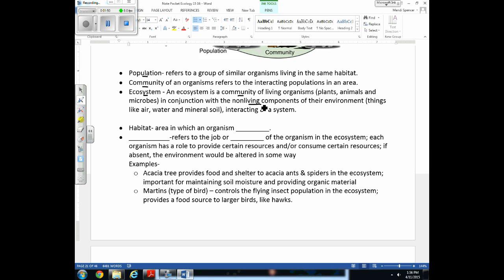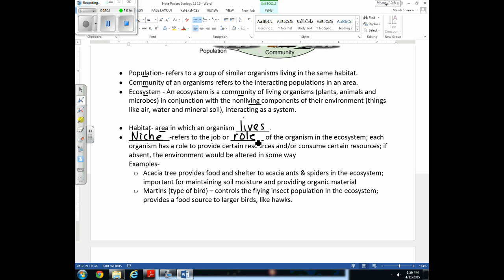Now, students often get habitat and niche confused. Habitat is the actual area where an organism lives, eats, and reproduces. The niche refers to the job or the role of an organism in an ecosystem. So if you're trying to figure out what an organism's niche is, then think about what could negatively happen if that organism is no longer found in that ecosystem. A niche is basically a job, and so think about what that organism provides or what it does to help maintain stability in that ecosystem.